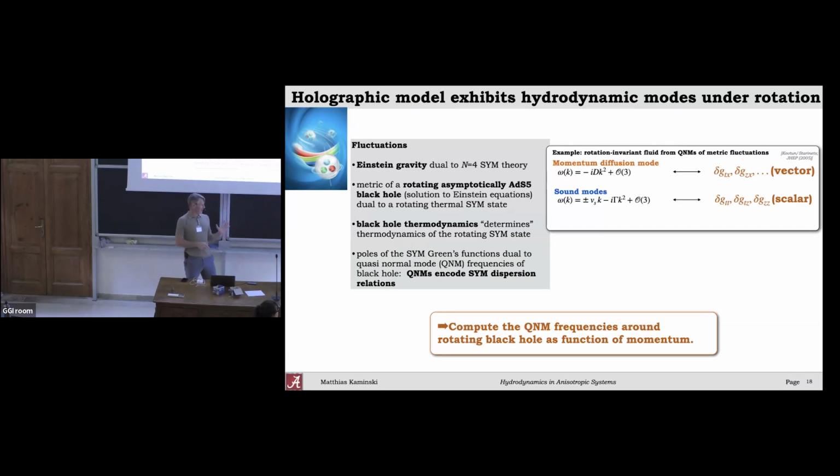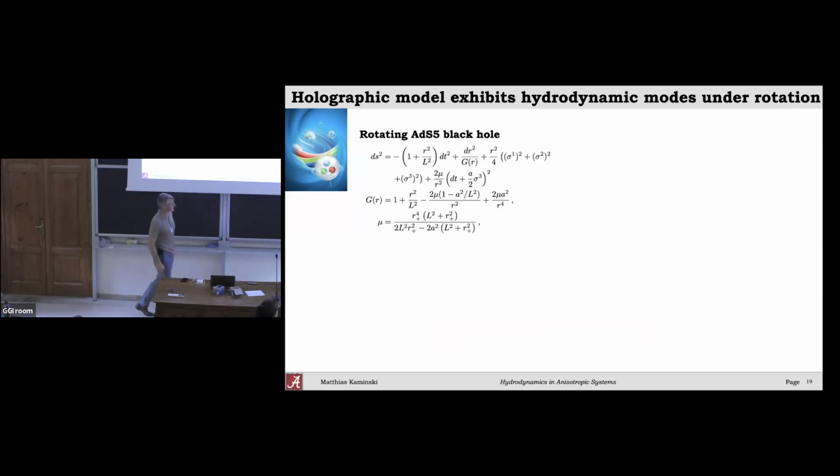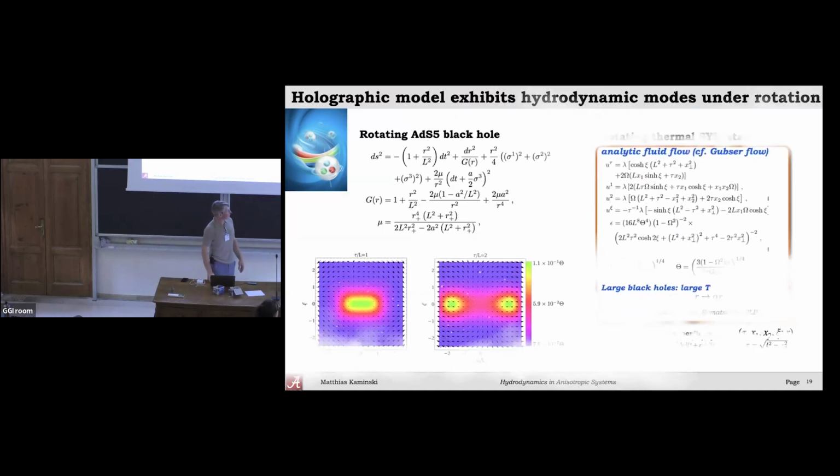And then the idea is to compute the quasi-normal mode frequencies as a function of the momentum. These are fluctuations around rotating black holes, and then we have dispersion relations for these sound and momentum diffusion modes as a function of how fast my background is spinning. That was parameterized in the first slide that I showed by A, which is how fast this is spinning. And so this is the metric. You can ask me more details about this.